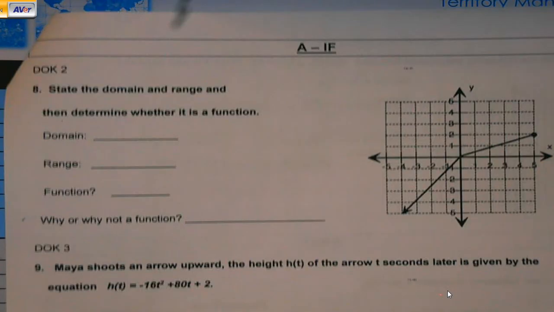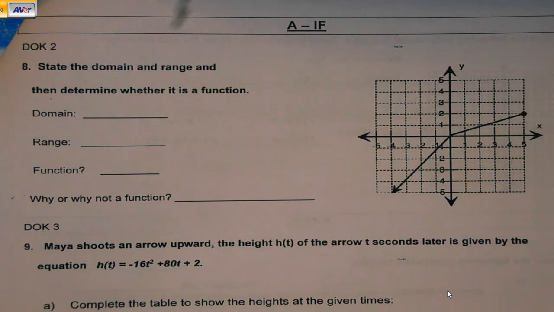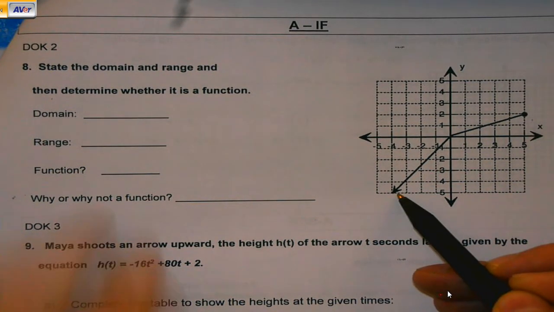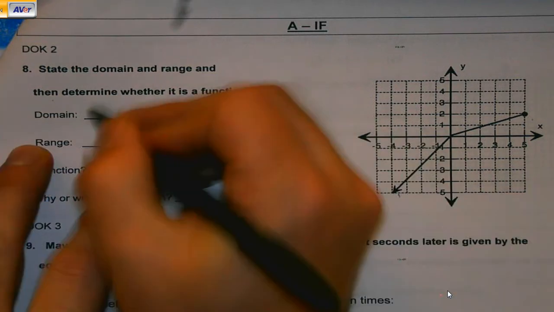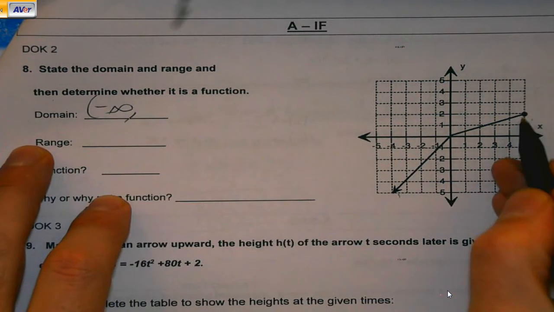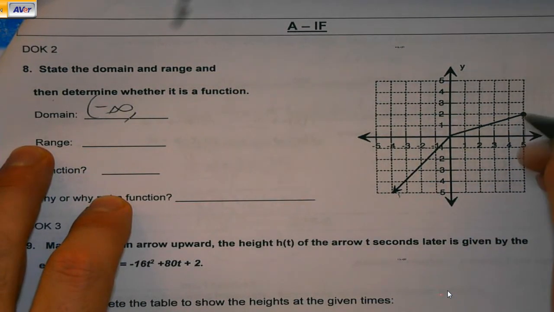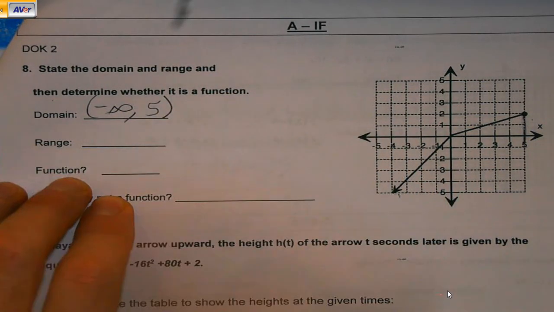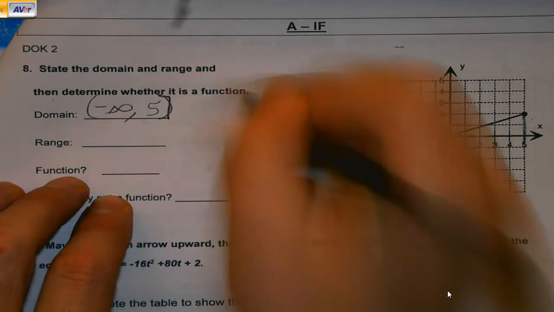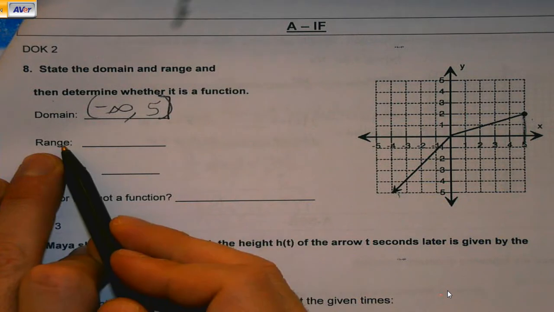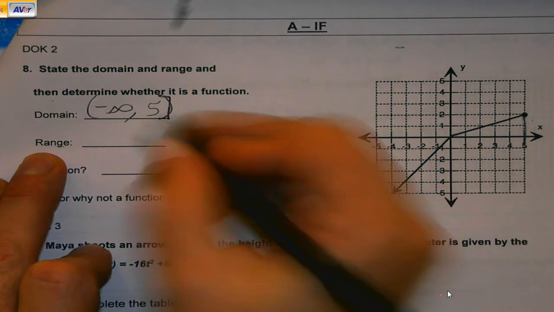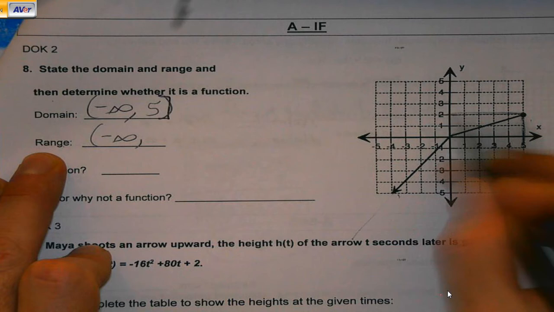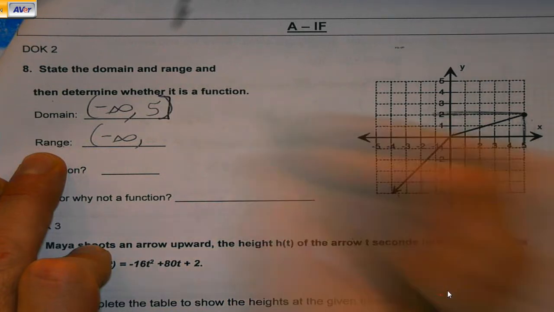Okay, state the domain and range, determine if it's a function. Notice, dot, arrow, that matters. Okay, domain, I'm going forever to the left because of the arrow. I'm not going forever to the right. I'm only going to 5. Oops, to 5. Okay. My range, down forever, not up forever. Highest point y value, 2.